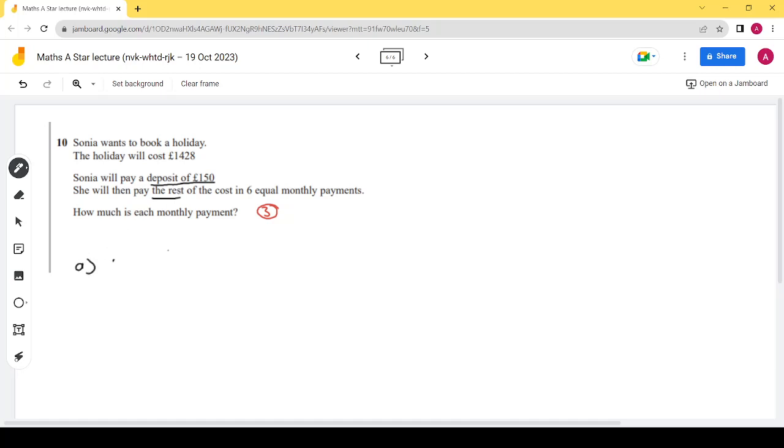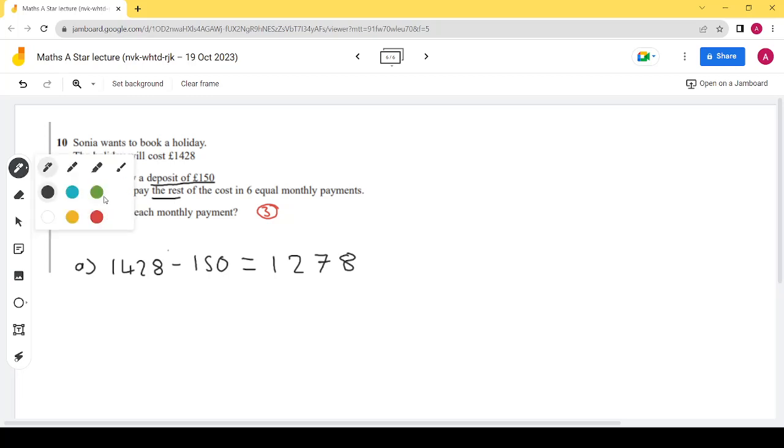So A, we can do 1,428 minus 150, which if my mental maths is not letting me down, will be 1,278. But I'm going to use the calculator as we have it here. Exactly, what equals 1,278. And so now it's in 6 equal payments.